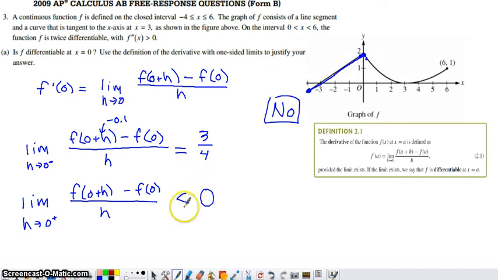Because this value is going to be negative and this value is positive, the one-sided limits don't equal each other. Therefore, this limit does not exist. And that's how we know that our function is not differentiable at 0 based on the definition of the derivative. We'll do the other pieces of this in separate videos.